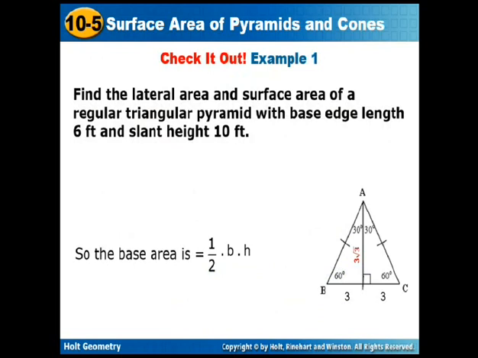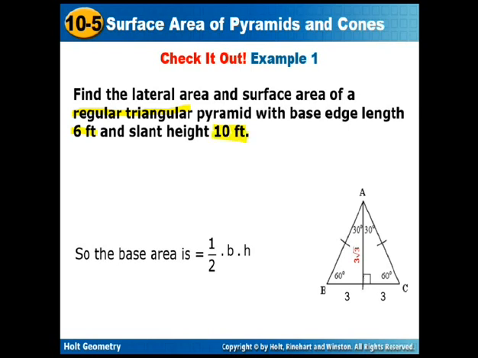Okay. As we always do, we have to solve the Check It Out one, for example one. Find the lateral area and surface area of a regular triangular pyramid with base edge length 6 feet and slant height 10 feet. Okay, how to find it?